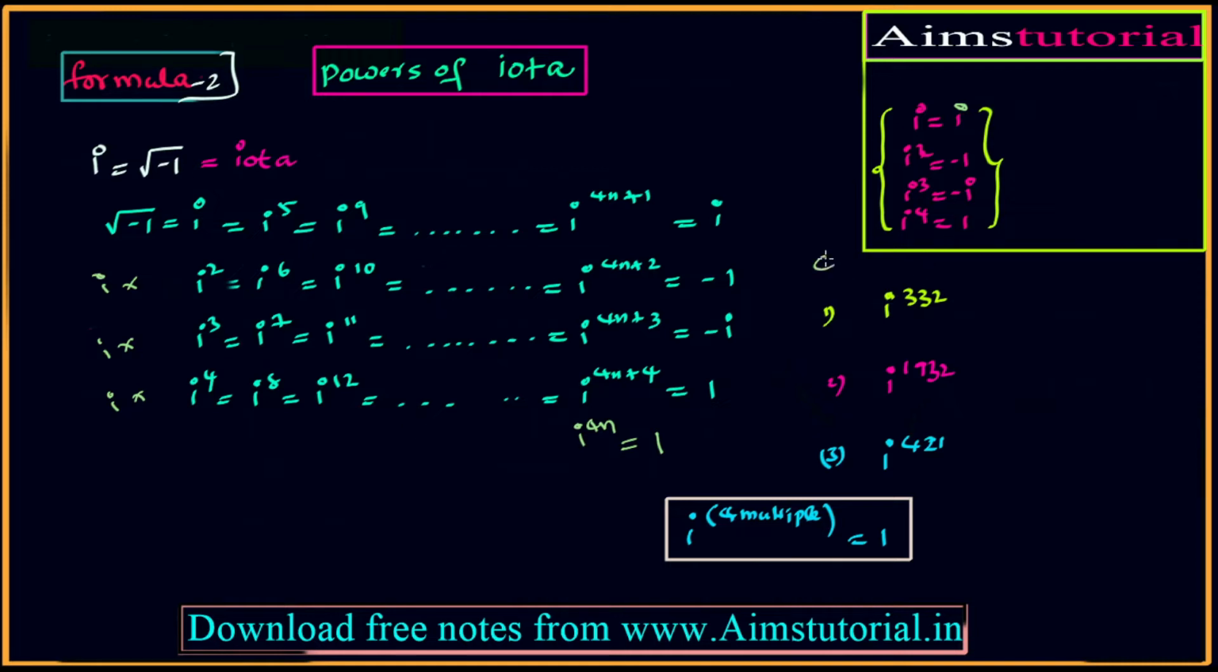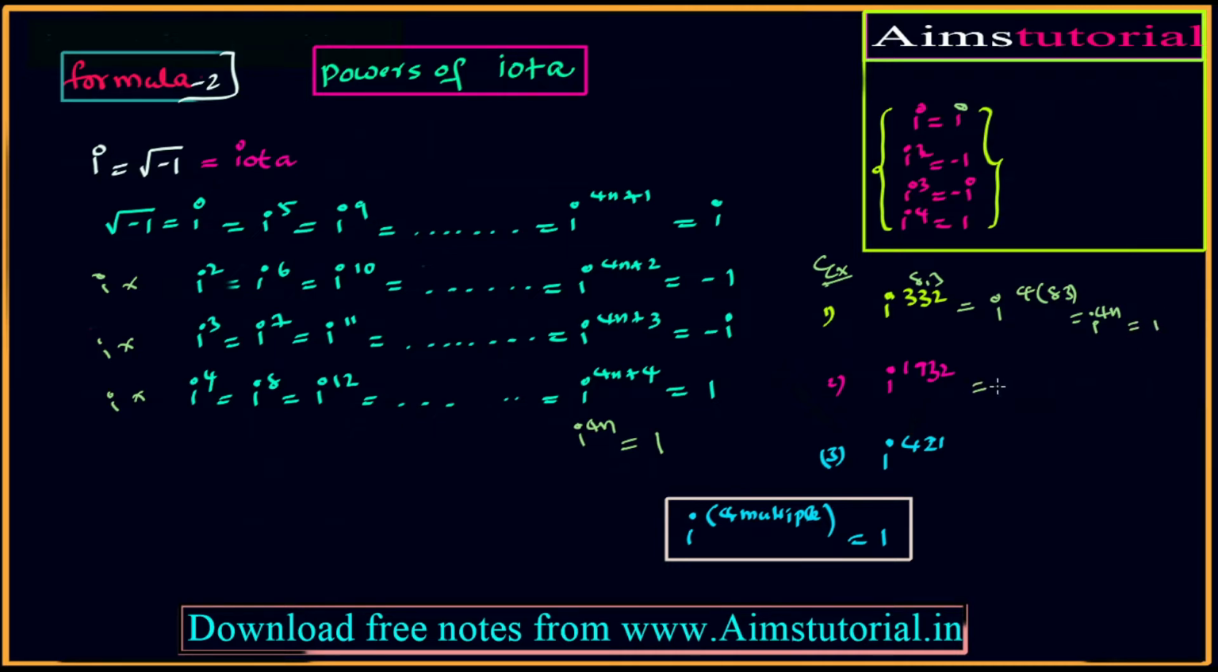Now let's do some examples. What about i power 332? See, 332 comes in the 4 table. If you are able to write 4 into something, take 4 common: 4 times 83 is 332. So we can write 4 times 83. So this is i to the power of 4n. So the value of i to the power of 4n is 1.